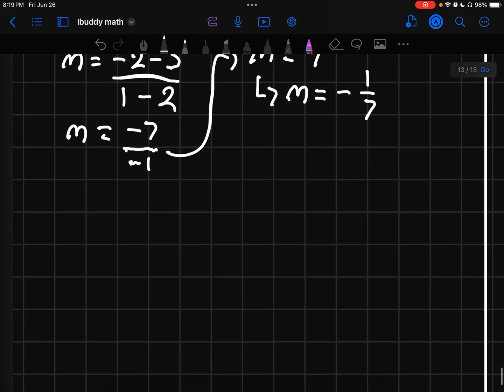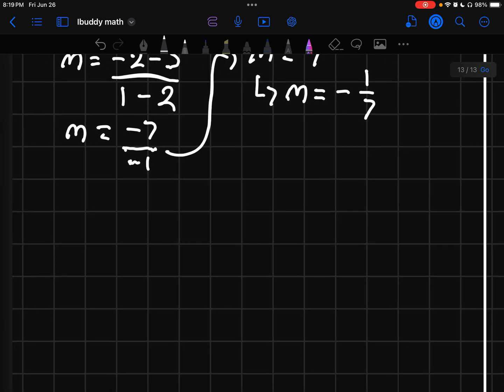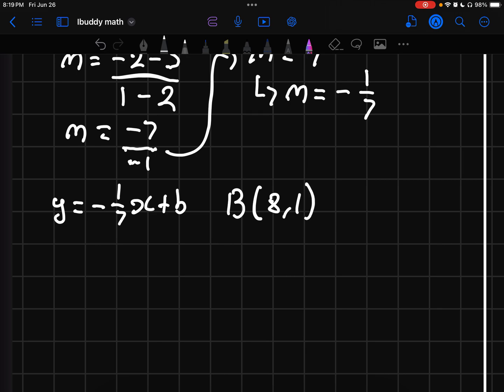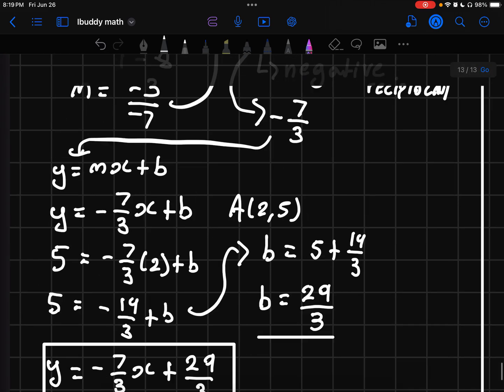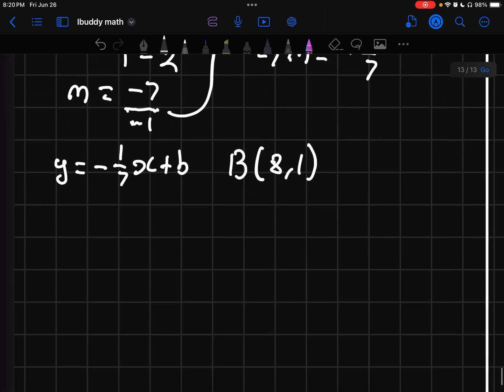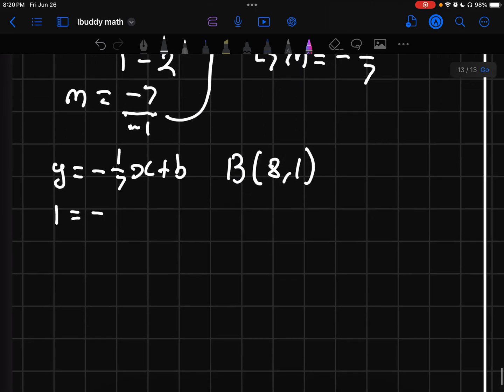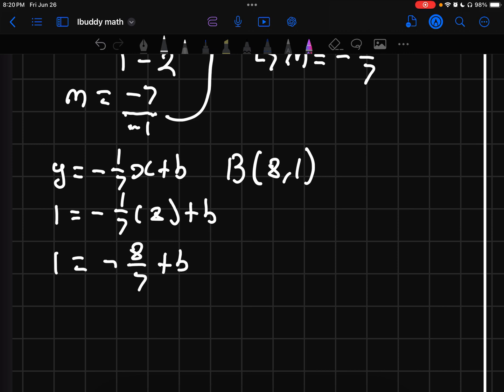So now we plug that into y is equal to mx plus b. So that would be y is equal to -1 over 7 x plus b. And now we have to substitute a point in. So here we can substitute B in. B is 8, 1. So that would be 1 is equal to -1 over 7 times 8 plus b. 1 is equal to -8 over 7 plus b.